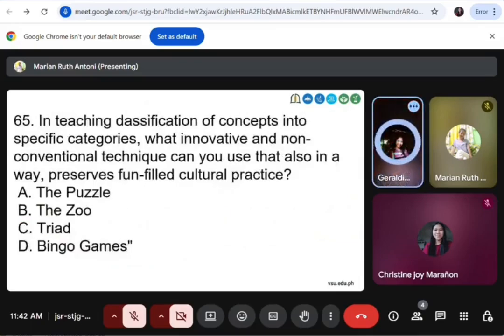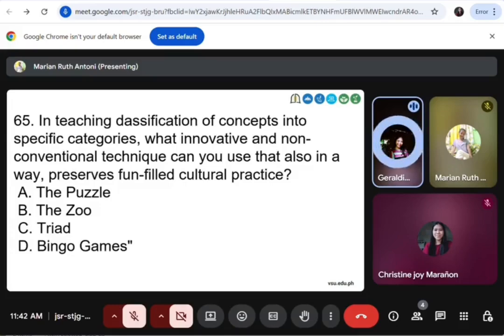So the correct answer is zone of proximal development. Item 65. In teaching classification of concept into specific categories, what innovative and non-conventional technique can you use that also in a way preserves fulfilled cultural practice? A. The puzzle. B. The zoo. C. Trade. D. Bingo games.